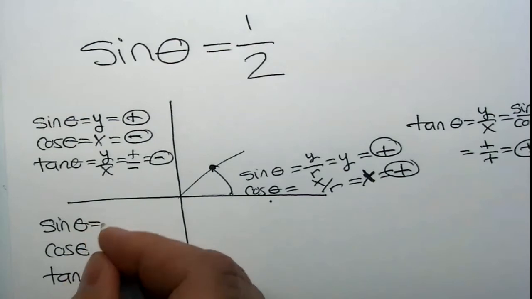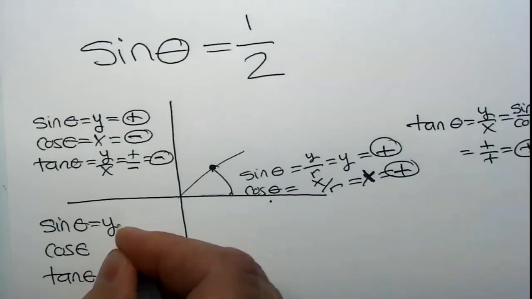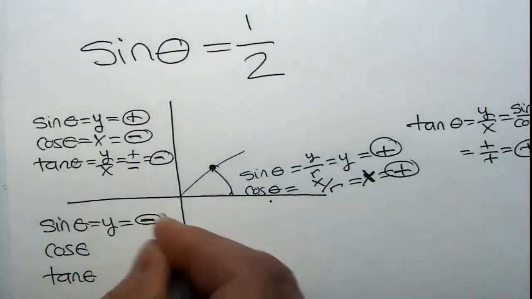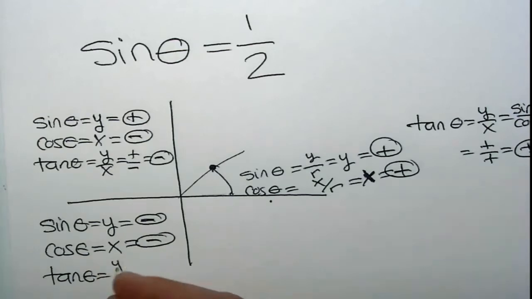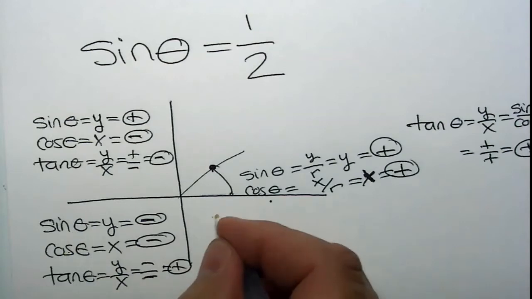The sine of theta on a unit circle, that's y. But now we're in negative territory. The cosine on a unit circle would be x, and we're in negative x territory. But the tangent should be y over x, which is negative over negative, which makes a positive. So the sine and cosine would be negative, tangent would be positive.